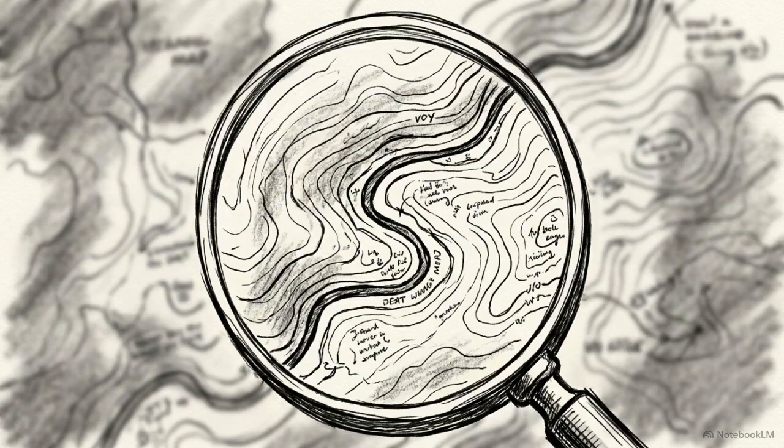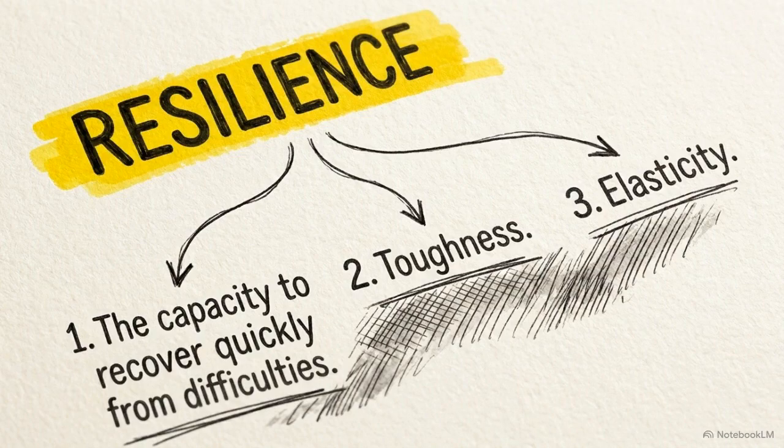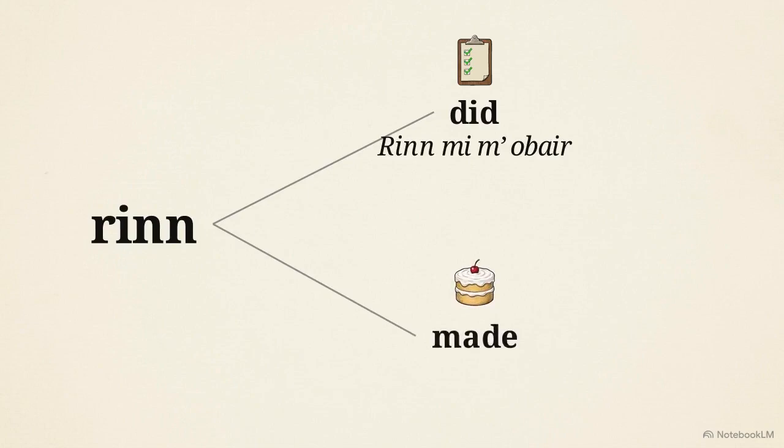Now that we have the vocabulary, we need to translate it correctly. 3 of these verbs actually shift their English meaning depending on the object of the sentence. This logic tree shows how rin branches into 2 meanings. If the object is an abstract task, it translates as did. Rin mi muaber, I did my work. If the object is a physical creation, it translates as made. Rin e cake, she made a cake.